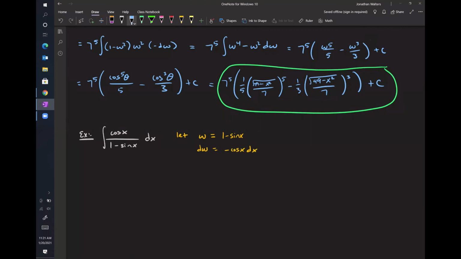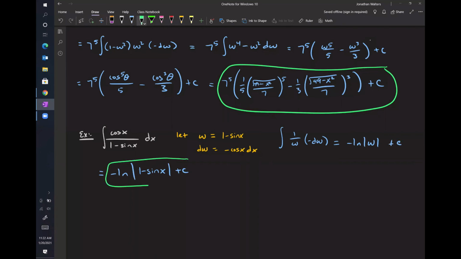So right away, we can do a substitution and turn this integral into 1 over w negative dw. So it's going to be negative natural log absolute value of w. So it's just going to be negative natural log absolute value 1 minus sine x plus c. Don't forget the plus c. Just like that. Bam.